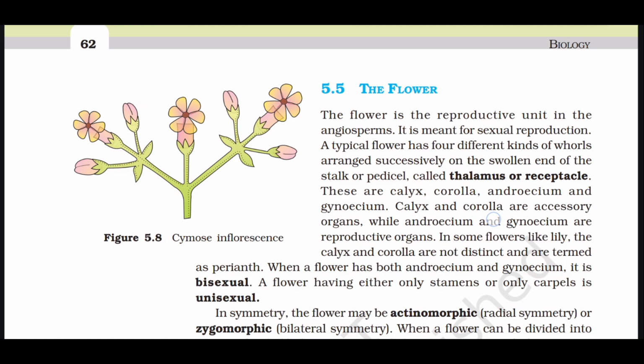5.5 The flower. The flower is a reproductive unit in the angiosperms. It is meant for sexual reproduction. A typical flower has four different kinds of whorls arranged successively on the swollen end of the stalk or pedicel called thalamus or receptacle. These are calyx, corolla, androecium, and gynoecium. Calyx and corolla are accessory organs, while androecium and gynoecium are reproductive organs. In some flowers, like lily, the calyx and corolla are not distinct and are termed as perianth.